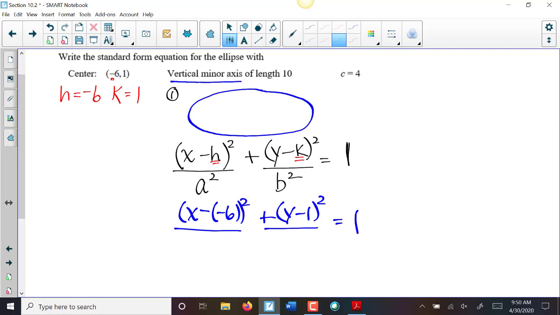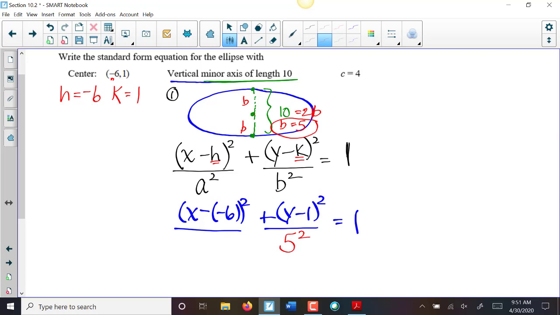Well, we were told that the minor axis is 10 units long. That basically means if we're going through the center here, and the shorter axis is the minor axis, from end point to end point is 10. And we know that b is the distance from the center to the end points of the minor axis. So that tells me that 2b is equal to 10, so b is 5. Okay, so I can put that in my standard form. b is 5.